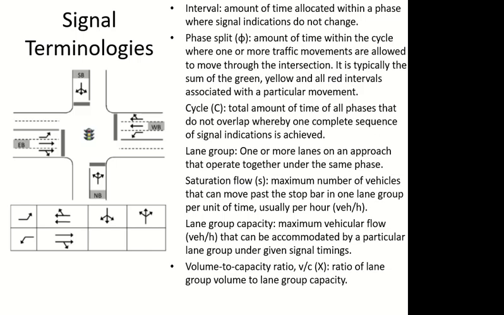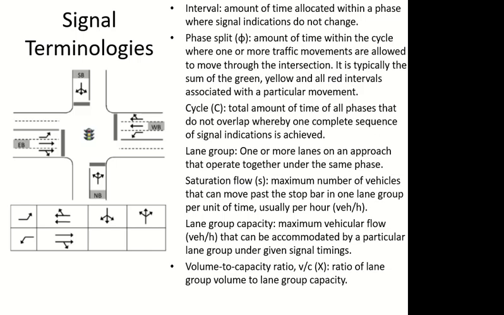Okay, so the smallest time period in the signal is an interval. Here you see one light. When you combine different lights, it becomes a phase. When you combine different phases, it becomes a cycle. And then for each cycle, you have a lane group. Okay, the lanes which are going on in the same phase. And for every lane, you have a saturation flow rate, the ideal flow rate, without any delay, without any signal.